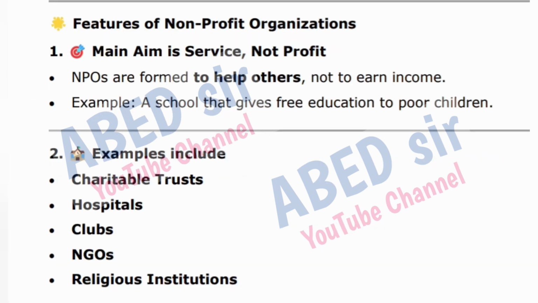Features of non-profit organizations. 1. Main aim is service, not profit. NPOs are formed to help others, not to earn income. Example, a school that gives free education to poor children. 2. Examples include charitable trusts, hospitals, clubs, NGOs, religious institutions.